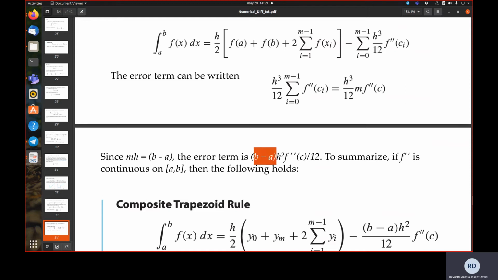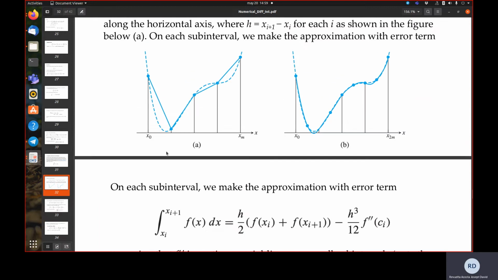So if we have mh here in this one, we can actually subtract, m is disappearing because we are assuming that mh is equal to b minus a. And then we decrease one order because m includes h, multiplying. So this is actually saying that we have b minus a times h squared times the second derivative divided by 12. So that would be a simplification if we analyze the width of the interval. So remember, h is equal to b minus a divided by m, which is the number of panels.